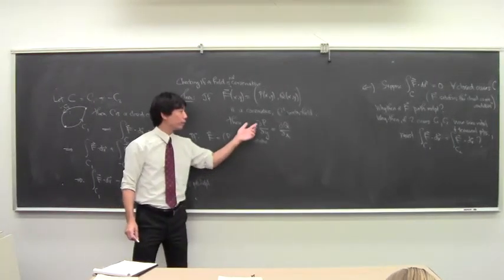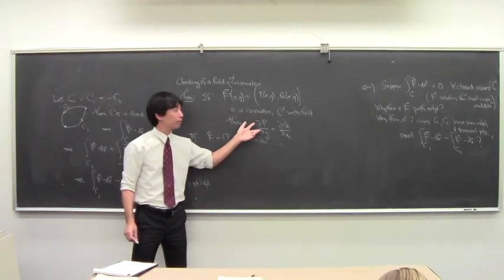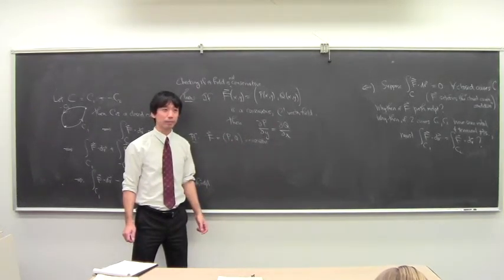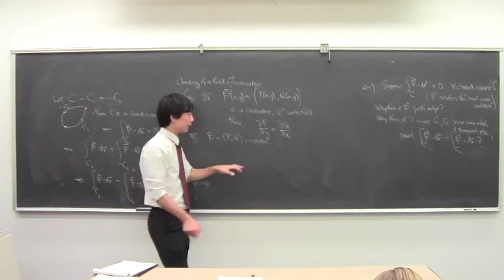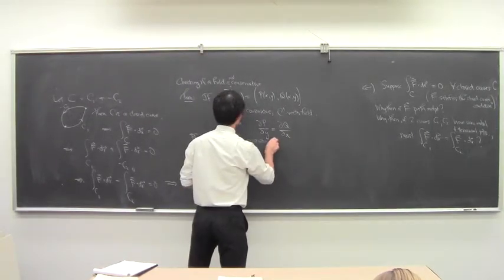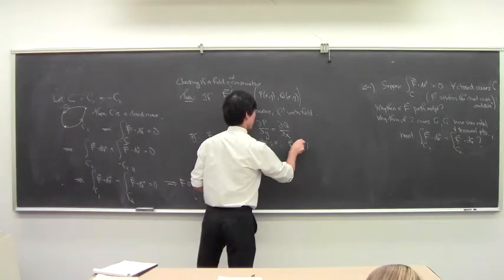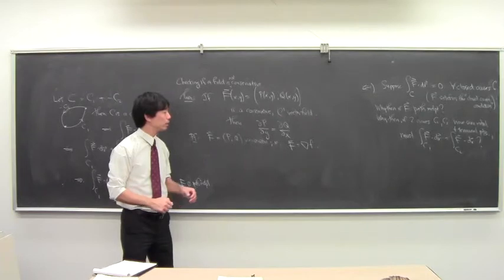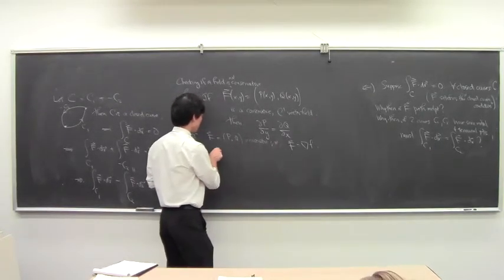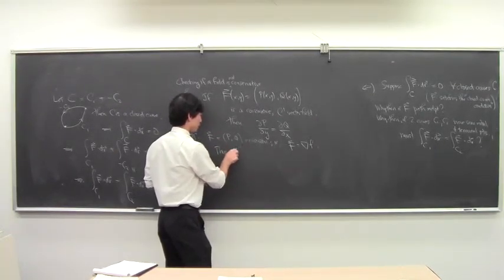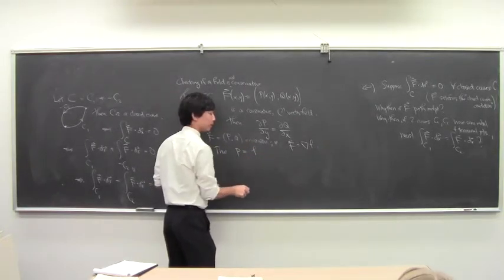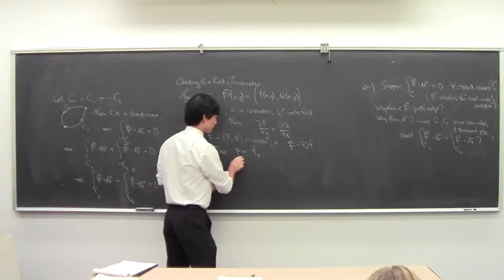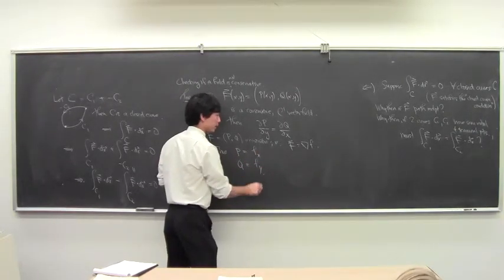Why does that force the derivative of the first component with respect to y to be equal to the derivative of the second component with respect to x? Well, being conservative means that f is the gradient of some function. What does that tell you? Thus, P is going to be the partial of f with respect to x. Q is going to be the partial of f with respect to y.